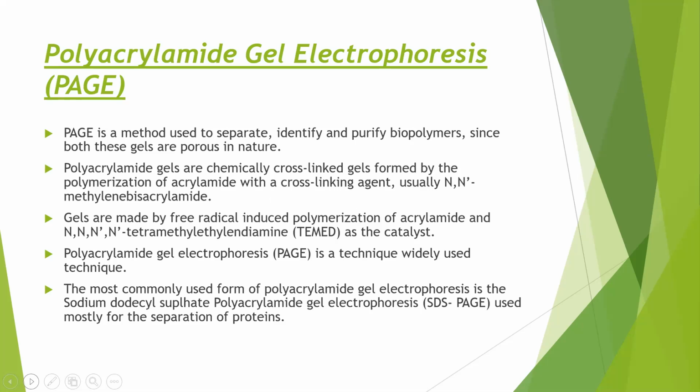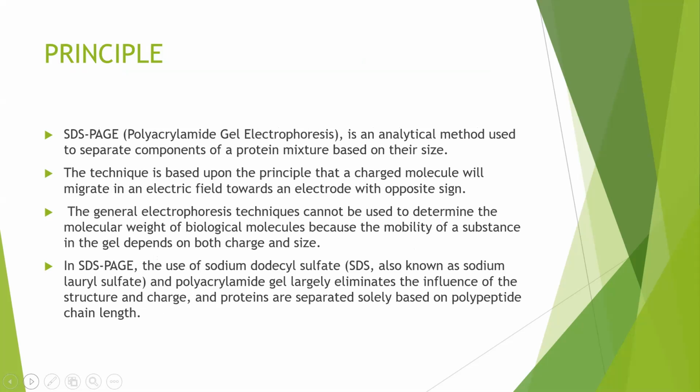Since both these gels are porous in nature, polyacrylamide gels are chemically cross-linked gels, which are formed by polymerization of acrylamide and bisacrylamide. Gels are made by free radical induced polymerization, with TEMED as the catalyst. Acrylamide gel electrophoresis is a technique which is widely used all over the world. The most commonly used form of polyacrylamide gel electrophoresis is SDS-PAGE, which is used mostly for the separation of proteins. Now, the principle of PAGE.